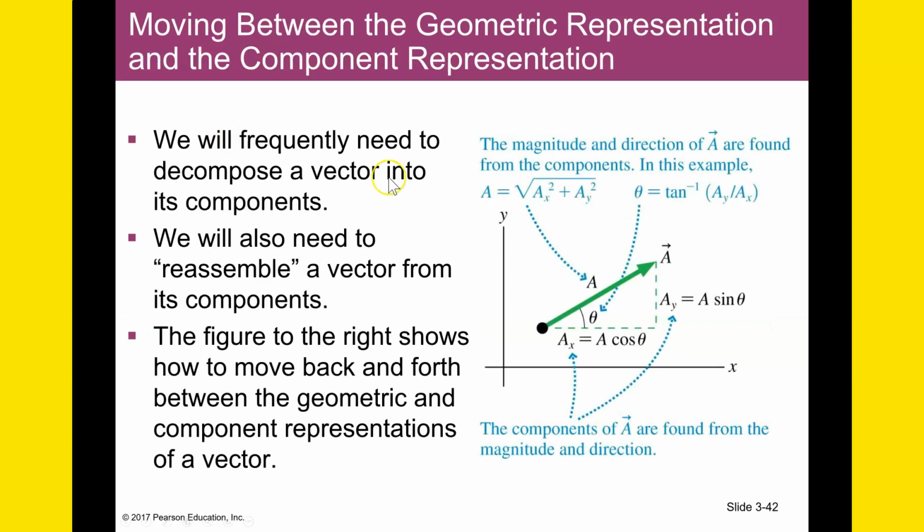We will frequently need to decompose a vector into its components. We will also sometimes need to reassemble a vector from its components. So if you have these horizontal and vertical components, you could turn it back into the overall resultant vector with a magnitude and a direction angle, as we showed in the earlier example. That earlier example really did everything that I'm teaching for the whole rest of all the slides. The figure to the right shows how to move back and forth between geometric and component representations of a vector.